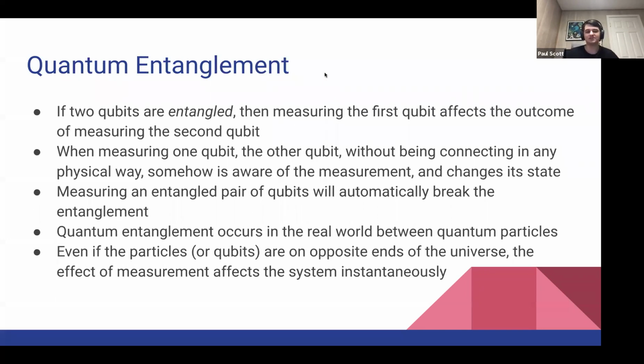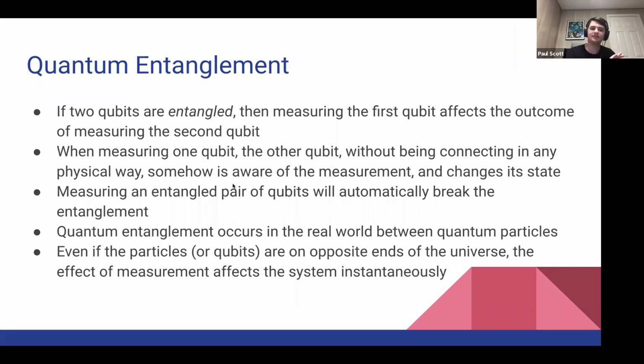So what exactly is quantum entanglement? What is this phenomenon that I just described with that state? If 2 qubits are entangled, what this means is that when we measure the first qubit, it affects the outcome of measuring the second qubit. In that situation, when we measured the first qubit to be 0, the other qubit had to be 0 just because of what that equation said. When 2 qubits are entangled, it's not always a guarantee that the other qubit will go to a definite state, but what will happen is its probability amplitudes will be affected based on how we measured the first qubit. So in general, measuring the first qubit affects the outcome of measuring the second qubit.